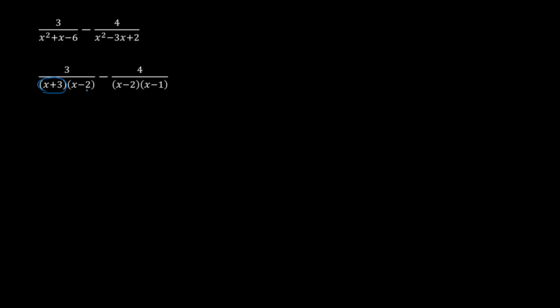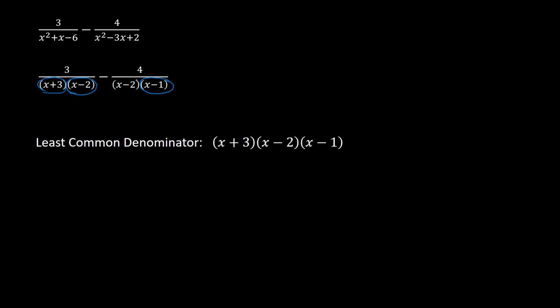Which one has the most x minus 2s? Well, that one's a tie. Doesn't matter which one I take. We'll take this one over here. We're just going to take 1. And then x minus 1s, which one has the most? Well, this one has the most with 1, so we take 1. So my least common denominator would be (x plus 3) times (x minus 2) times (x minus 1).